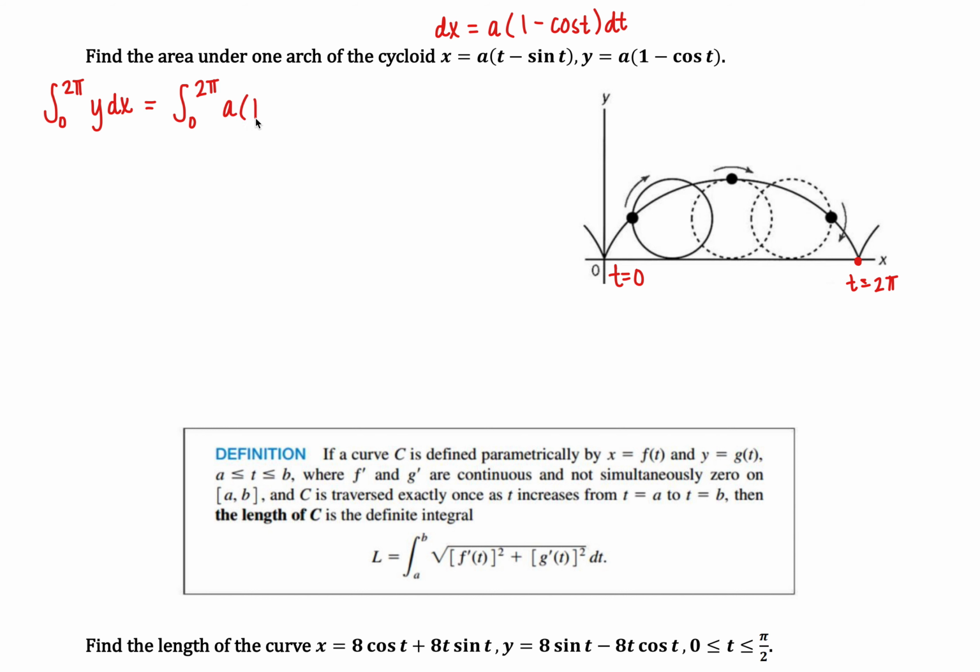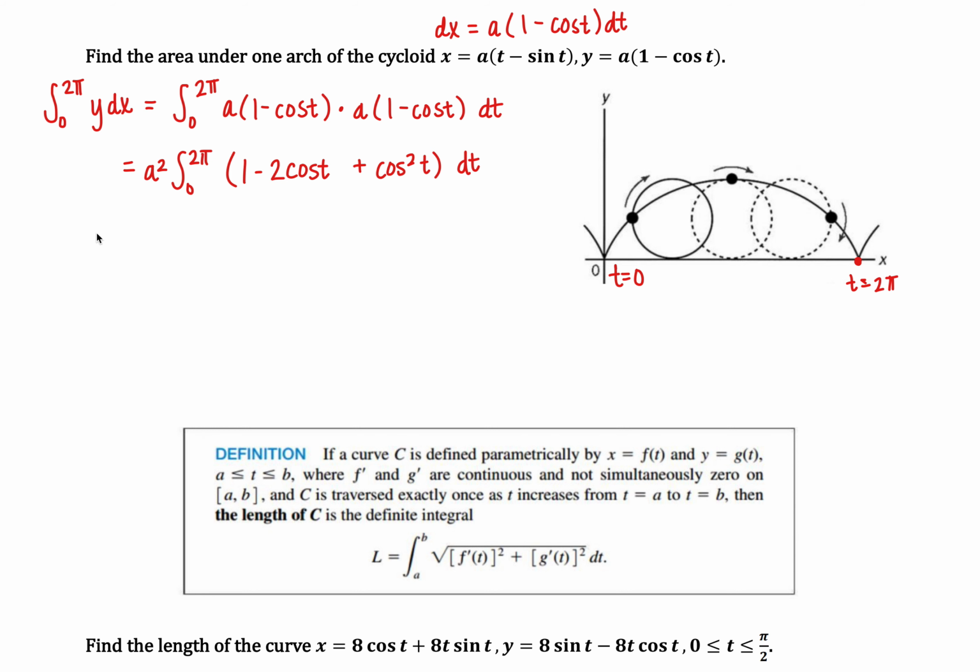So now I can go ahead and replace, so we will integrate with respect to t. So I have a times 1 minus cosine t times a times 1 minus cosine t dt. Now I'm going to go ahead and multiply through. The a times a, which equals a squared, is just a constant. So I'm going to bring that in front of the integral. And then inside, I'm just going to multiply 1 minus cosine t by itself. So that's going to give me 1 minus 2 cosine t plus cosine squared t.